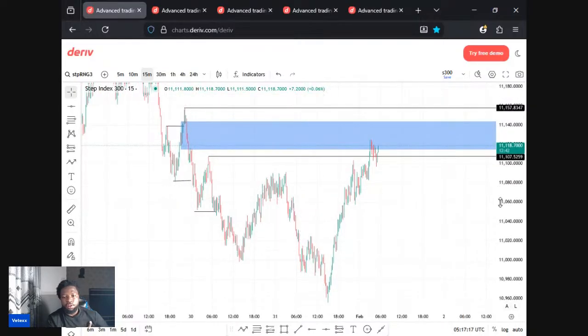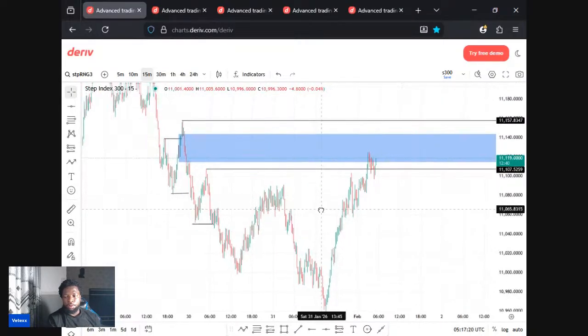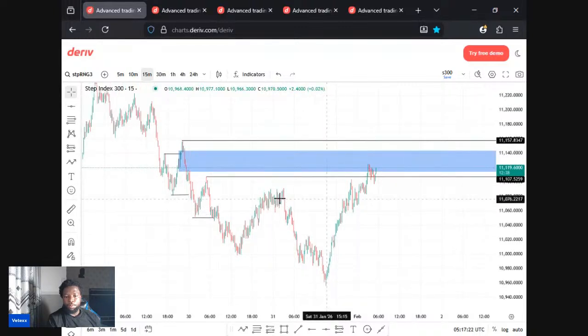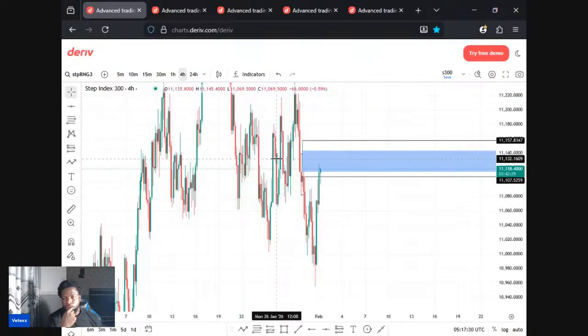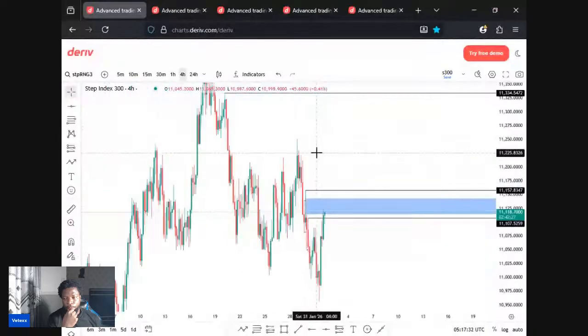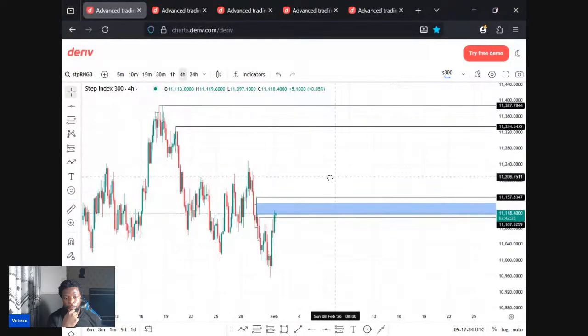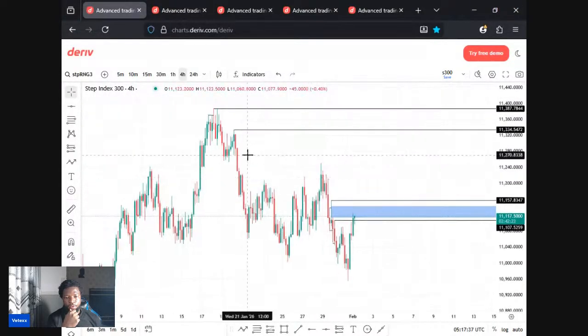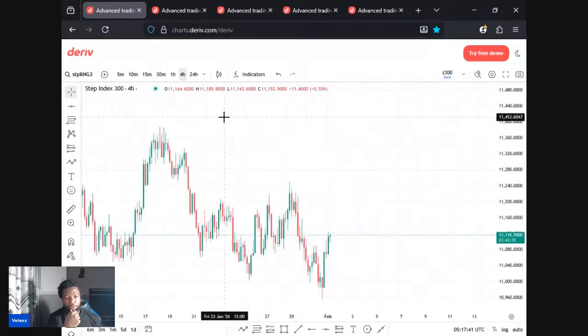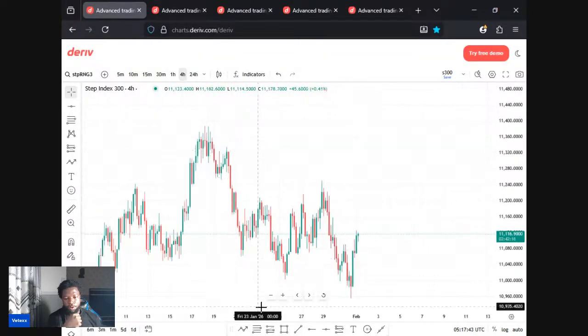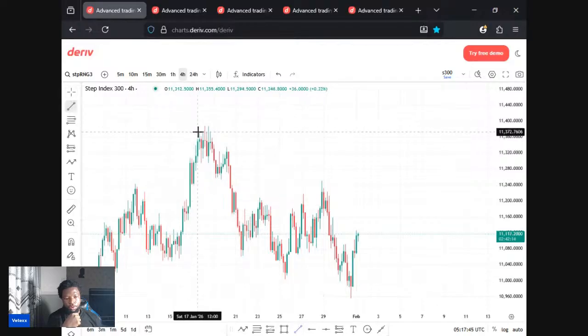So if price doesn't respect this 1 hour point of interest, there's another one on the 4 hour. So let's check that one out. So we also have this. Let me remove it. We also have this on the 4 hour. First of all, we have our sweep of liquidity, which is row number one.